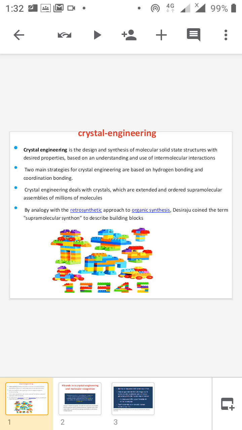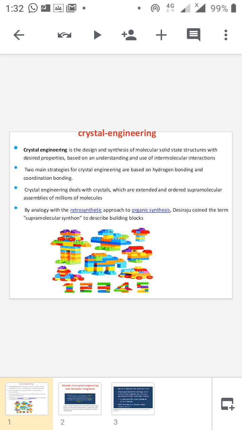Everybody, today we are discussing the next topic in supramolecular chemistry, that is crystal engineering. In our childhood days, we prepared different shapes using building blocks, and we could make different shapes like a robot, house, tree, and bridges using simple building blocks. Similarly, we can prepare different structures using building blocks in chemistry also. That is known as crystal engineering.